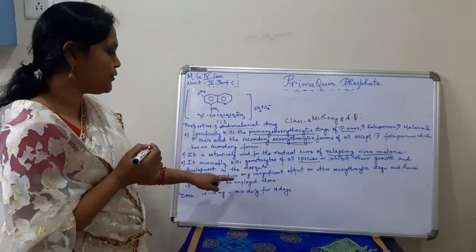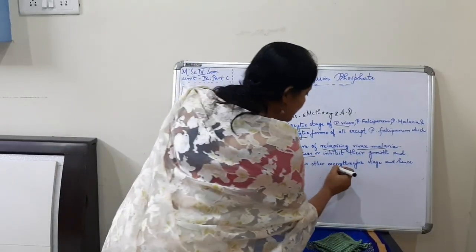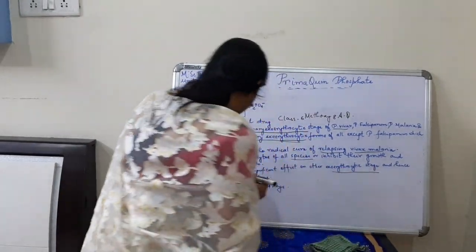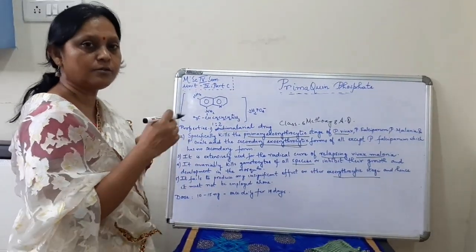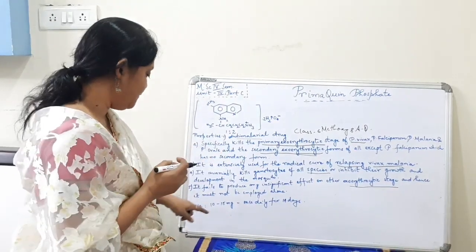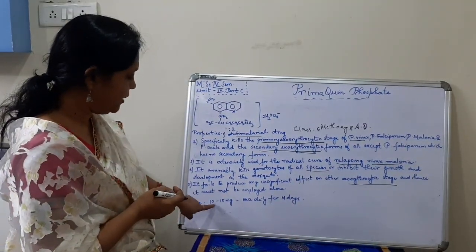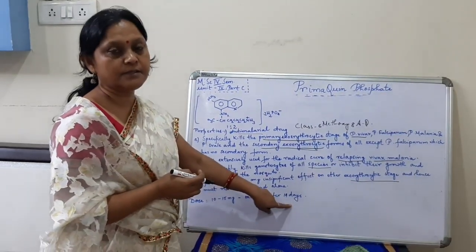It fails to produce any significant effect on the exoerythrocytic stage, and hence this drug is not used alone. That means it is employed with some other drug also. Its dose is 10 to 15 milligrams once daily for 14 days.